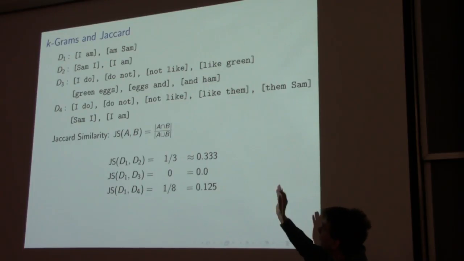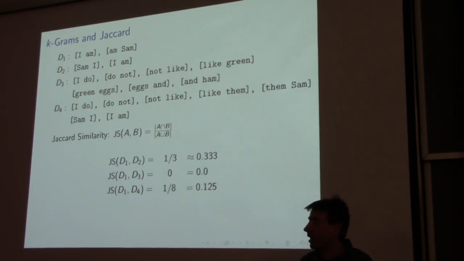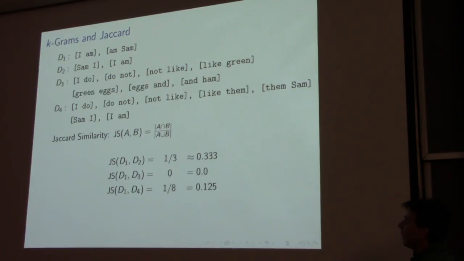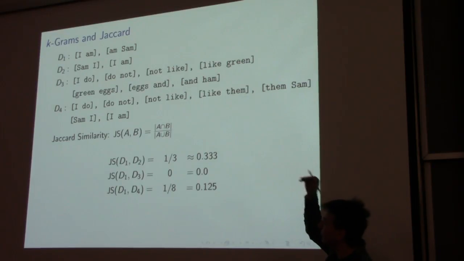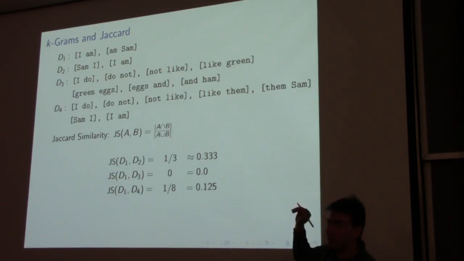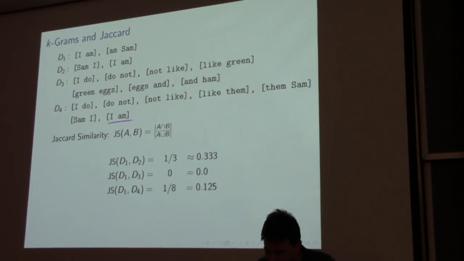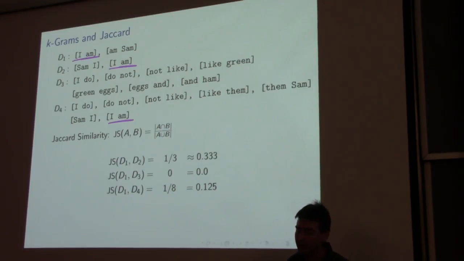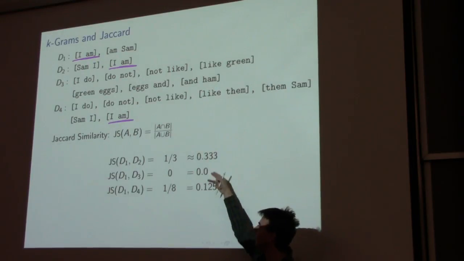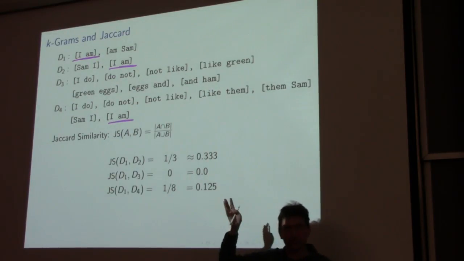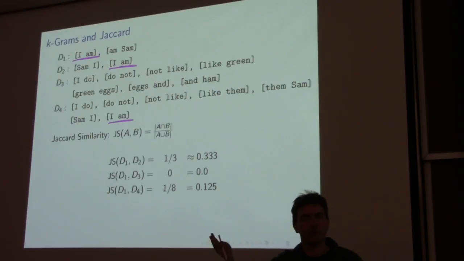Right? There might be some words that are repeated, but none of the 2 k-grams. And D1 and D2 are somehow more similar than D1 and D4. Both D1, D2, and D4 all have the same one element in it, "I am", but because D4 is a larger set, it's less similar to D1 than D2 is. So it's got a lower similarity with D1 than D2 had with D1. So this intuitively makes sense.